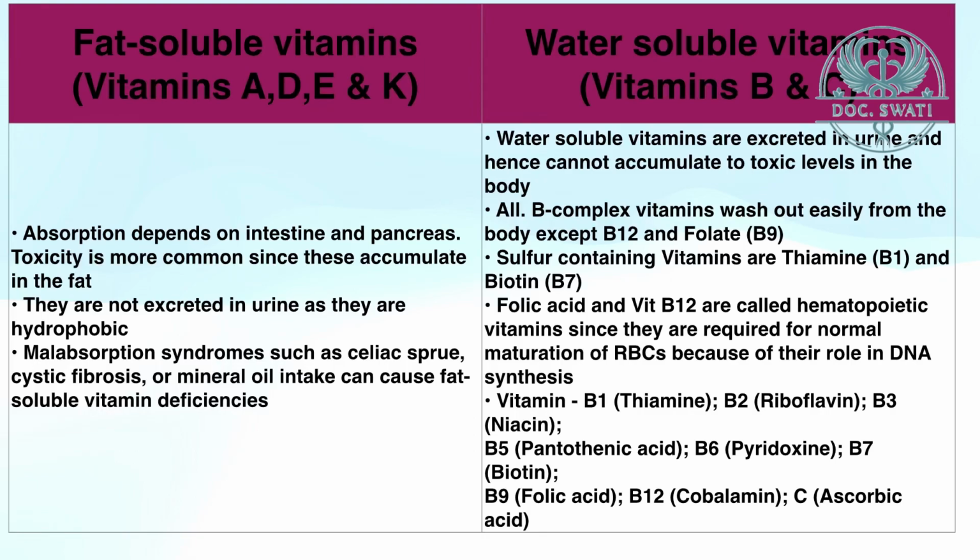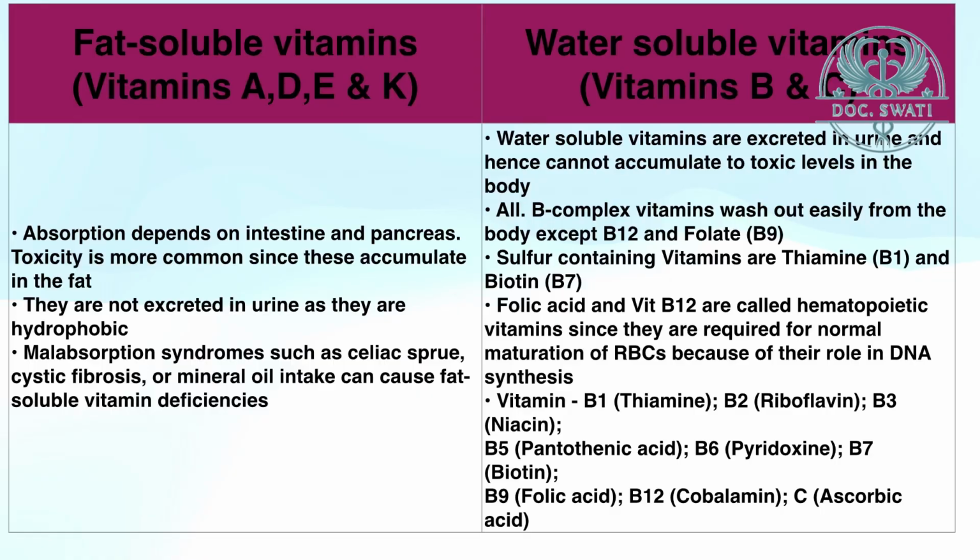Fat soluble vitamins absorption depends on intestine and pancreas. Toxicity is more common since these accumulate in the fat. They are not excreted in urine as they are hydrophobic. Malabsorption syndrome such as celiac sprue, cystic fibrosis or mineral oil intake can cause fat-soluble vitamin deficiencies.